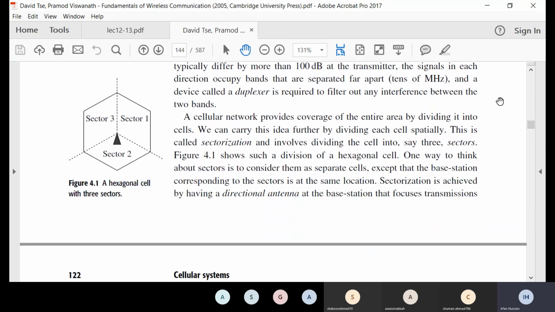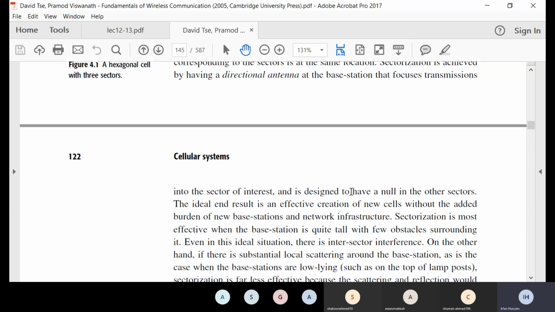First of all, we cover the entire area by cells. Then each cell, we all know, is divided into sectors with the help of antennas. You could see these antennas near your home. You will see antennas which are focused on a certain angle of the total 360 degrees. This antenna will cover this much angle, this much angle, this much angle, like this, 120, 120. So, directional antennas and all that.